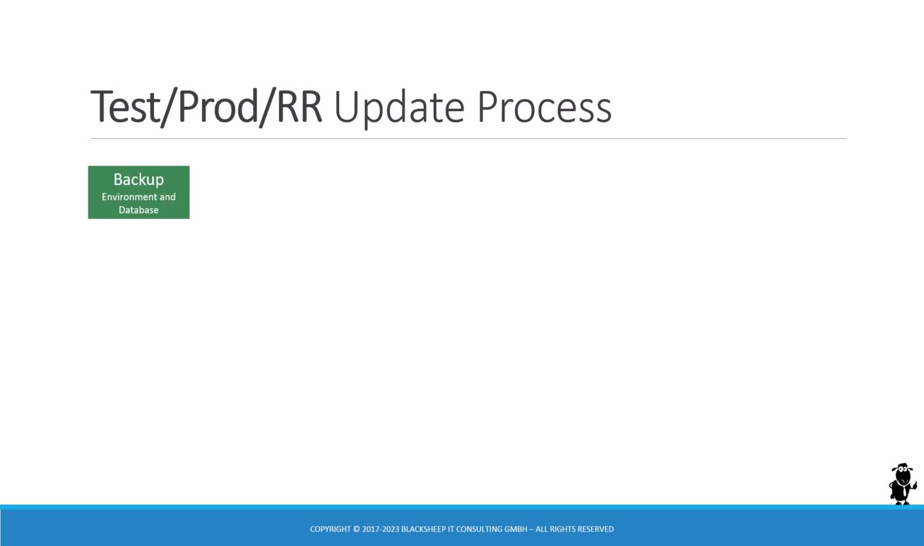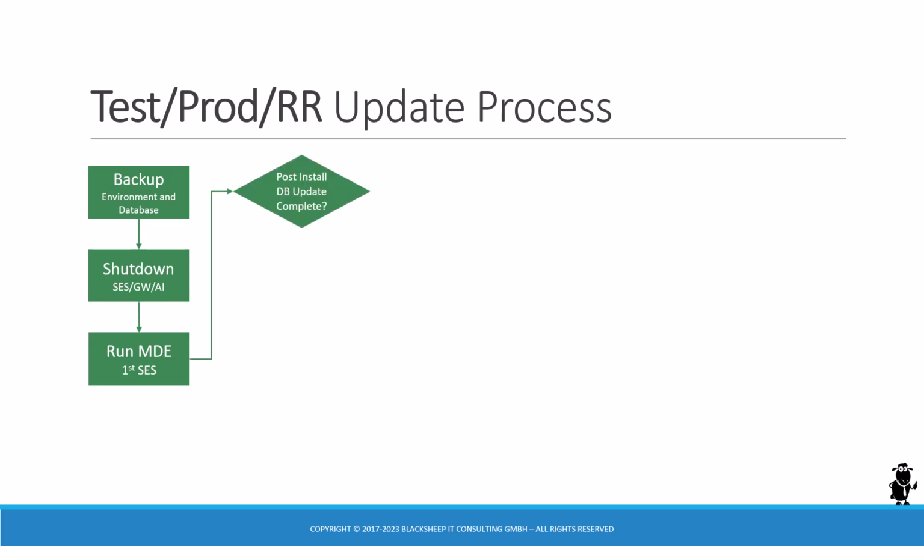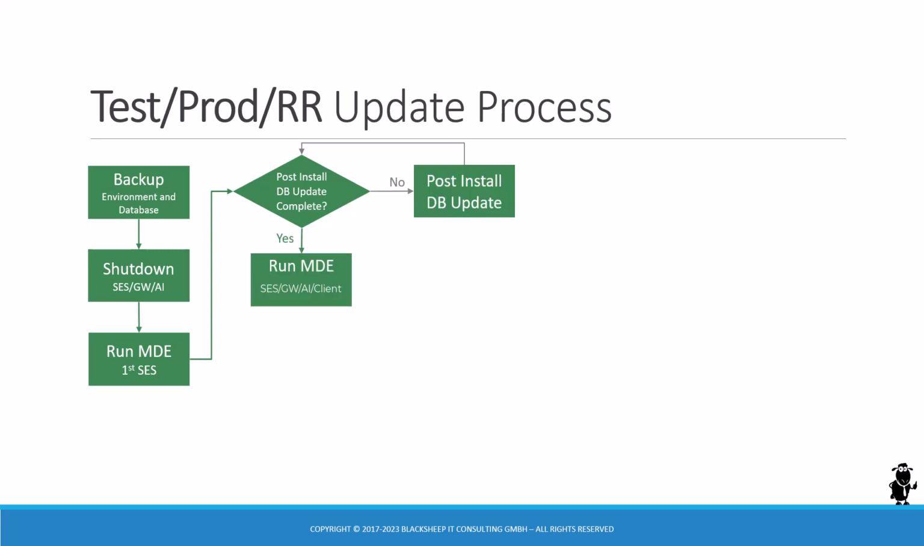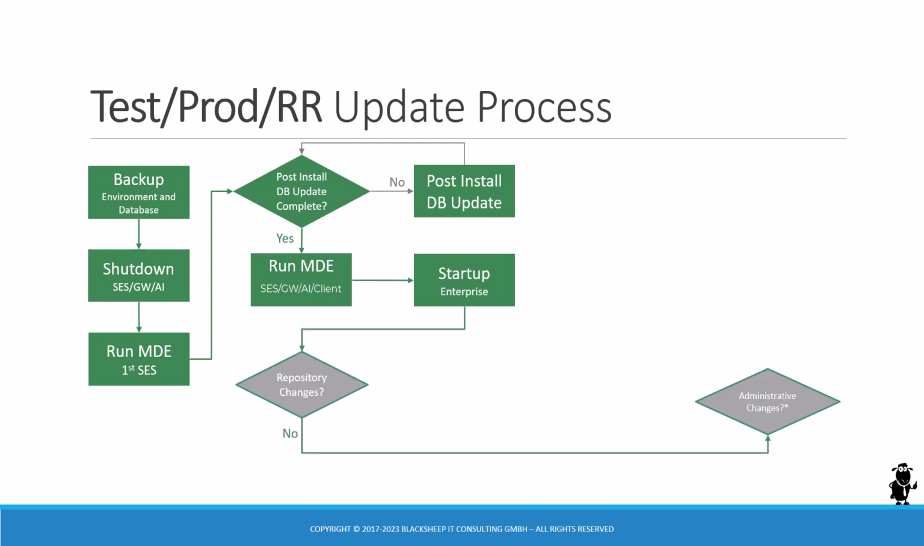We start with a backup, shut down the software, run the modular deployment engine in update mode on the first Siebel server to get that post-install database update out of the way. And then we update any other instances of Siebel CRM that you have in that environment. Start up the environment. If there have been no repository changes and no administrative changes to do, we are done.